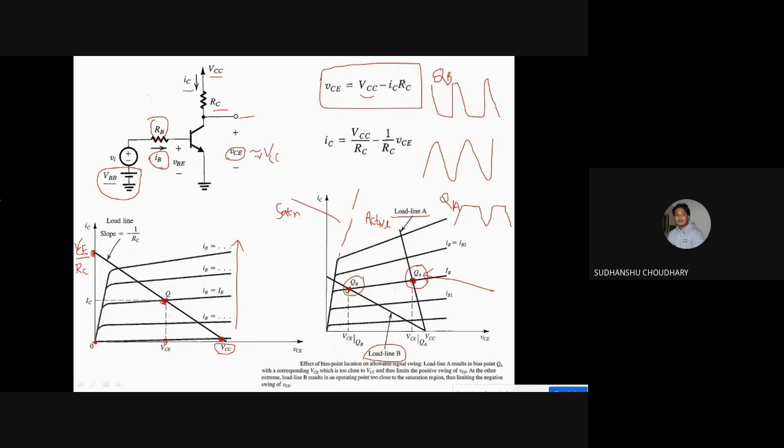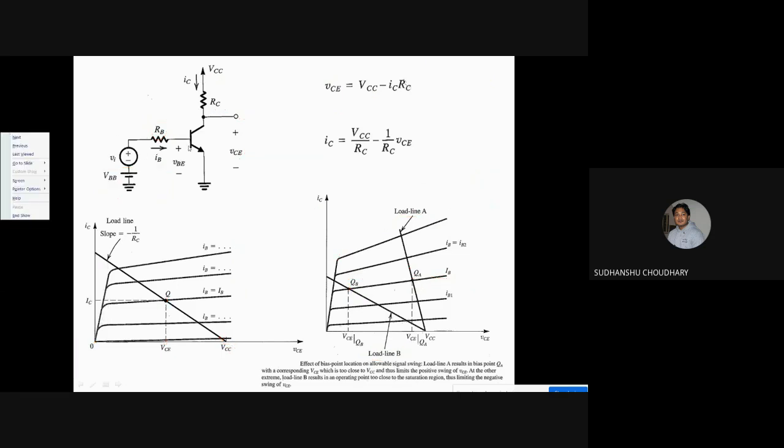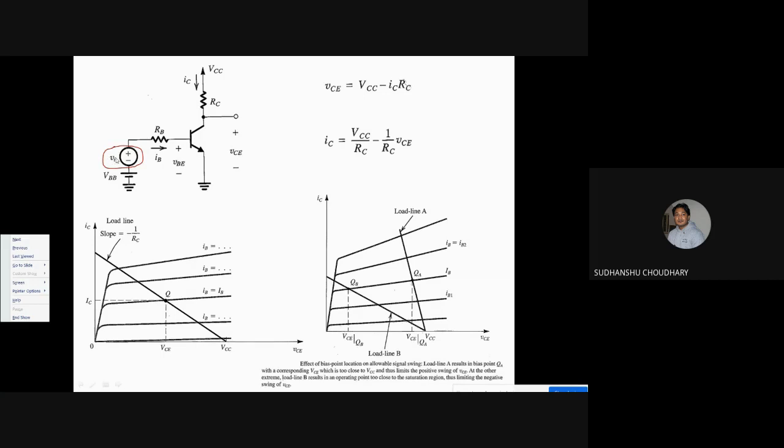Okay, so that's why we always try to bias the transistor at the center of the load line. Now after biasing this transistor, one can use it for amplification purposes. That is, one can amplify a small signal. Let us say that small signal is small v small i. So that represents my small signal.